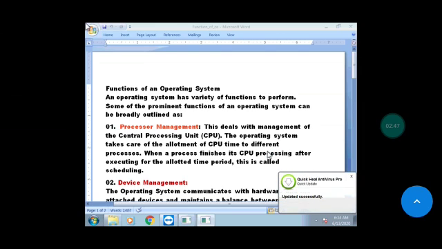That means whenever you have given an instruction to the computer, CPU has its allotment of time. And as per that, it works. And when the work gets completed, then CPU lets the other one work. And that is called scheduling.